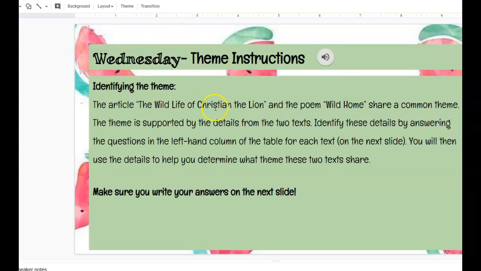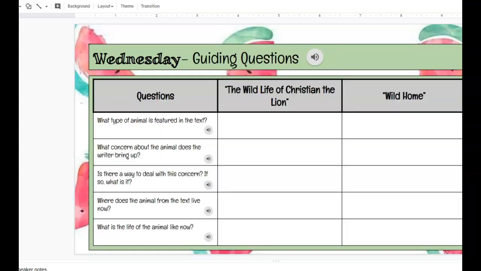The article Wild Life of Christian and the poem Wild Home share a common theme. The theme is supported by the details from the 2 texts. Identify these details by answering the questions on the next slide. You will use the details to help you determine what the theme is. So you're going to answer the guiding questions here. If you need me to read the questions to you, click on the speech bubbles.